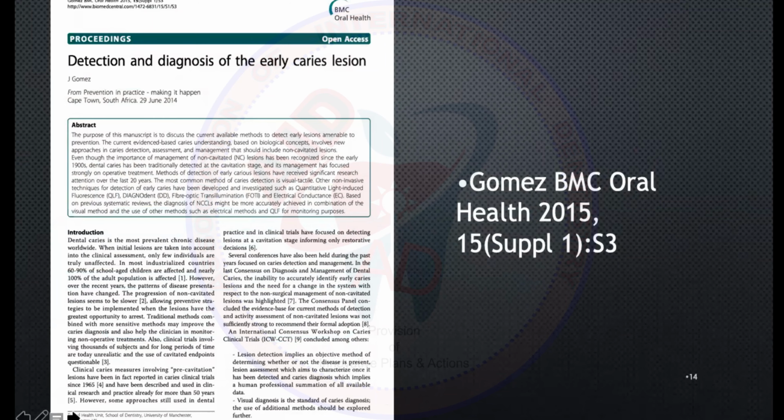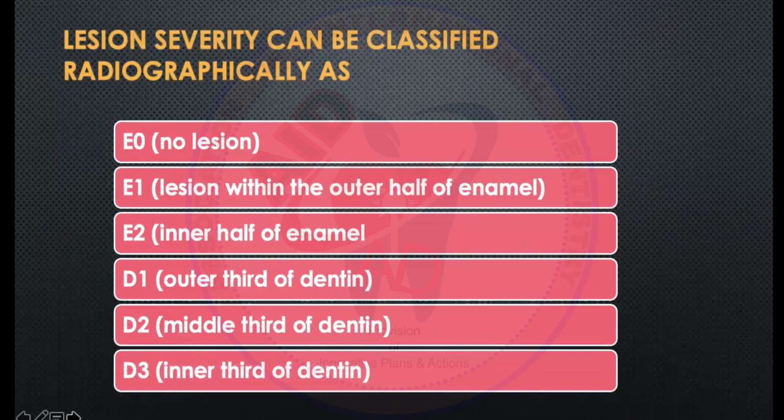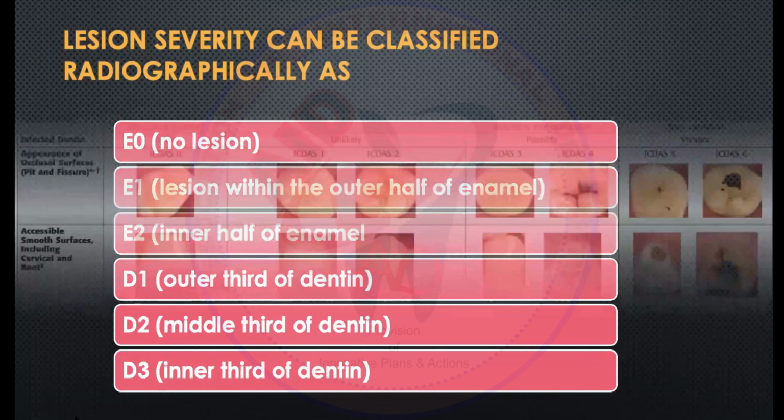And then we have another classification system by Gomes. According to that, we have a radiographic classification of the lesions. When you take an X-ray, a bitewing X-ray or intraoral periapical X-ray, you can see the radiolucency present in the coronal enamel. For the proximal lesion, if there is no radiolucency, that is E0. If the outer half of the enamel is radiolucent, that is E1, inner half E2. D1 is just crossing the dentinoenamel junction. If it reaches the middle of the dentin, it's D2, and the inner half of the dentin is D3.